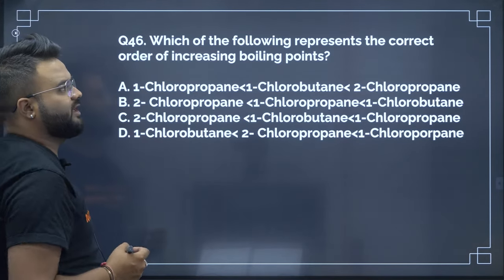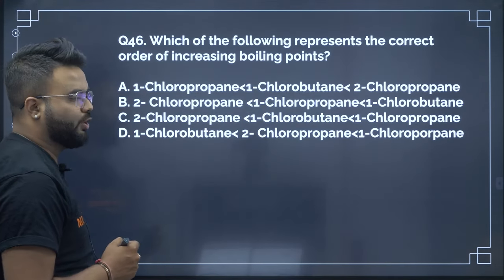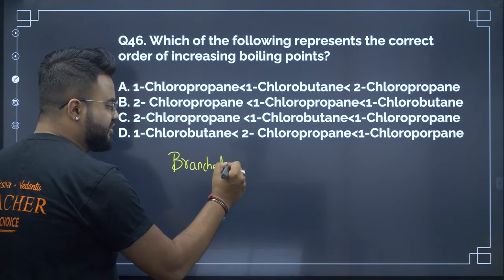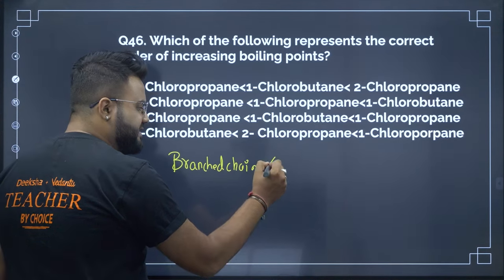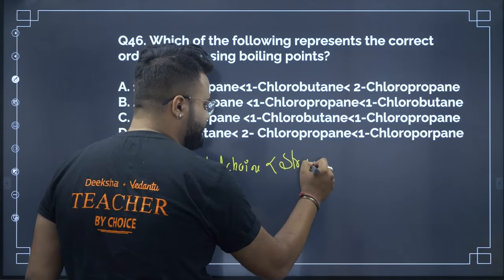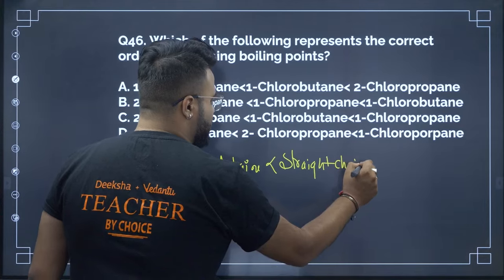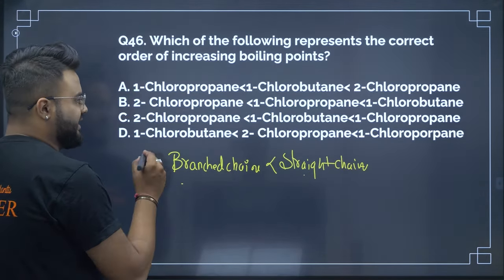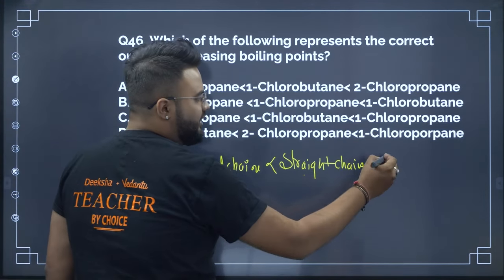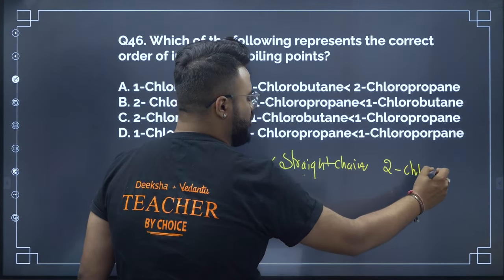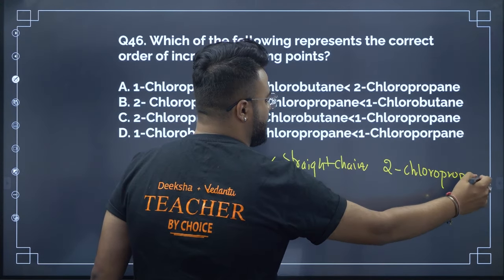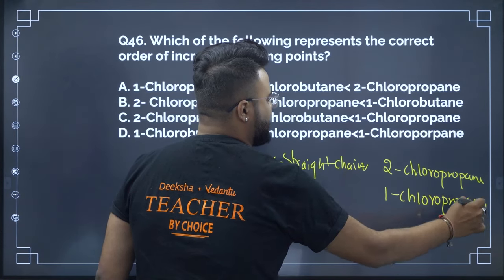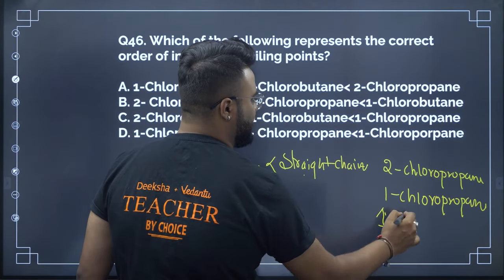Now, which of the following represents the correct order of increasing boiling point? We know that branched chains have less boiling point than the straight chain. Okay, straight chain has more boiling point than the branched. Among these, you can see only three compounds they have given, that is 2-chloropropane, next 1-chloropropane, next 1-chlorobutane.